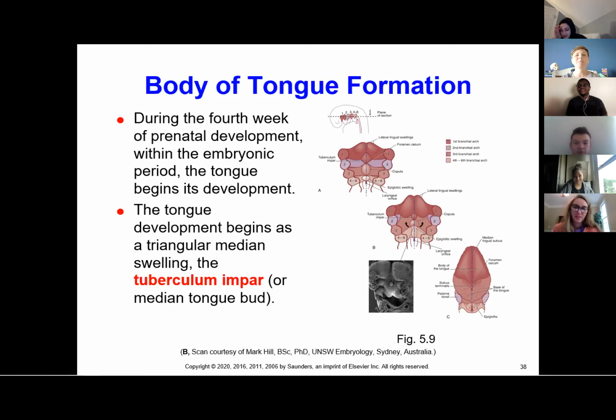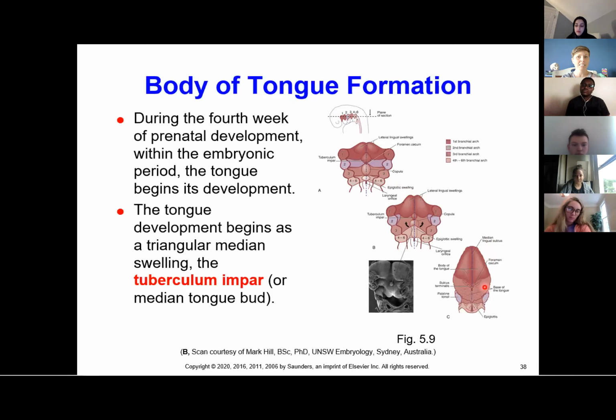Okay, so it's the median tongue bud. I think this is kind of neat. Here's your little alien baby. My babies were aliens at one point too, and we all were at some point, right? And here's your lateral lingual swellings. Here's your first pharyngeal arch. And then it starts to form.